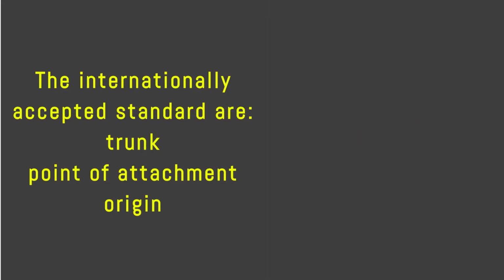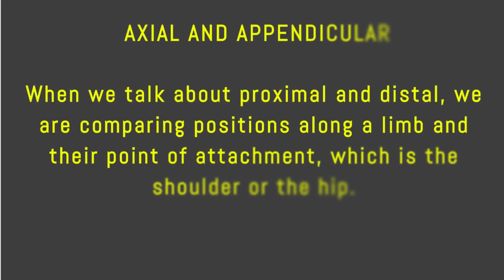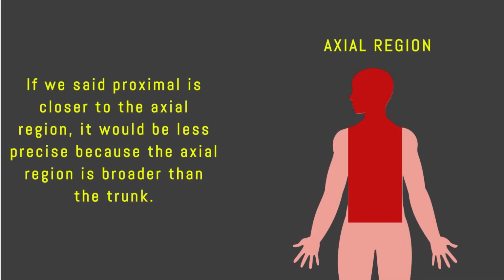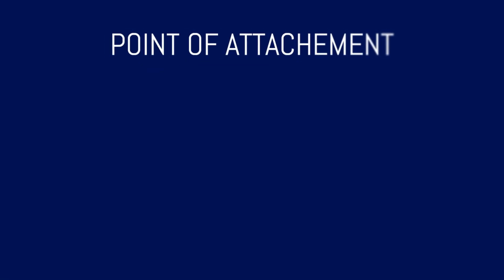You can also find the terms axial and appendicular, but when we talk about proximal and distal, we are comparing positions along a limb and their point of attachment, which is the shoulder or the hip. If we said proximal is closer to the axial region, it would be less precise, because the axial region is broader than the trunk. Let's put Google definitions aside for a moment and focus on the point of attachment instead.